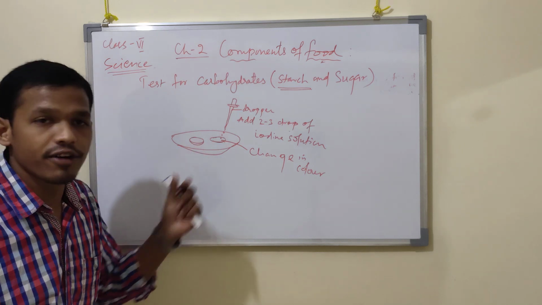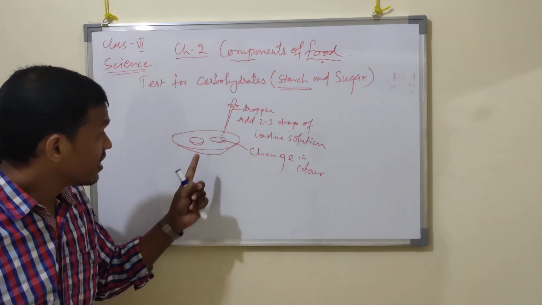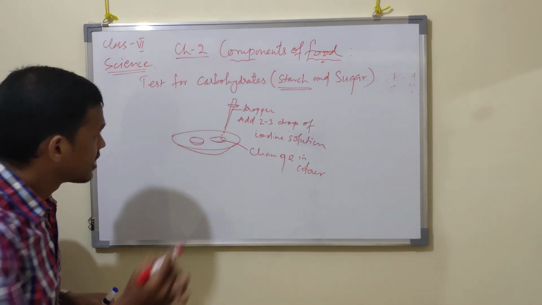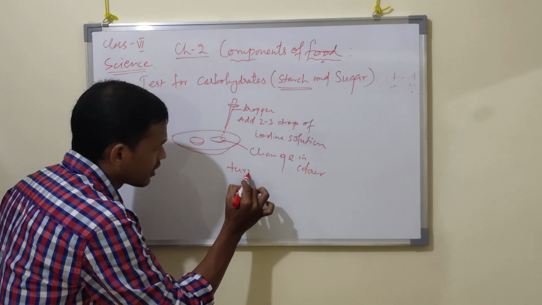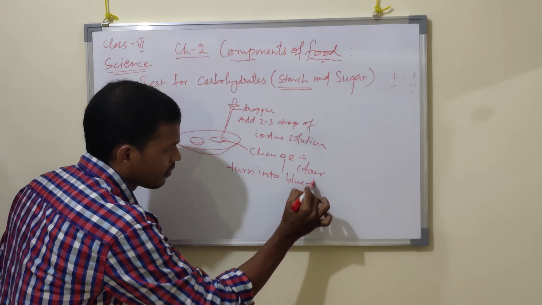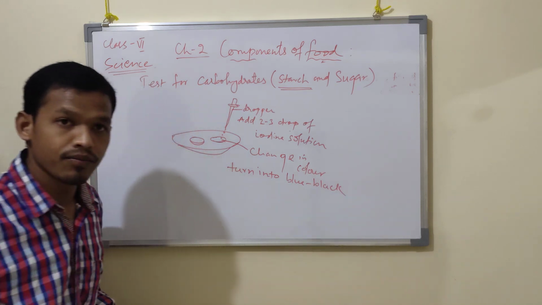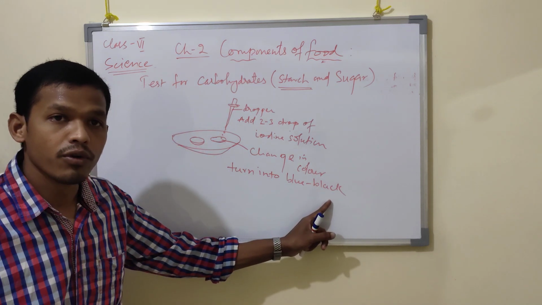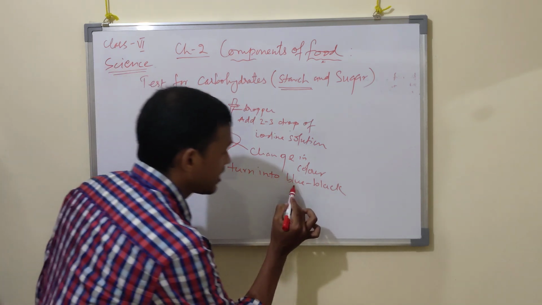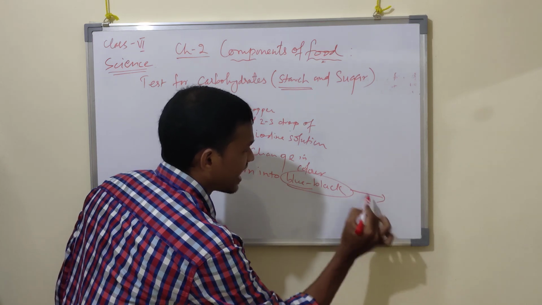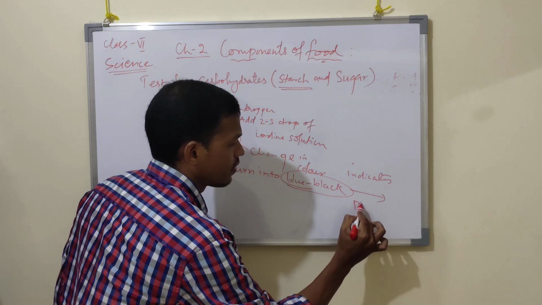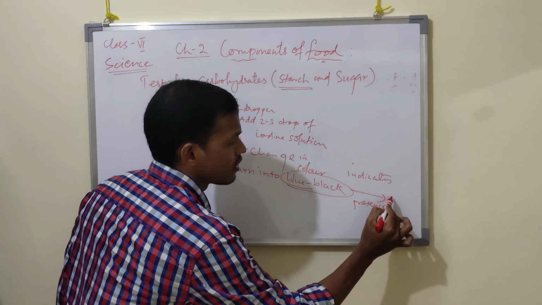What do you observe from this food item? You will observe that the color turns blue black. If it turns blue black, that indicates the presence of starch.